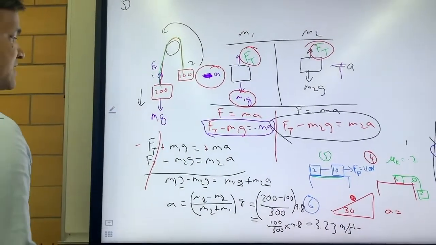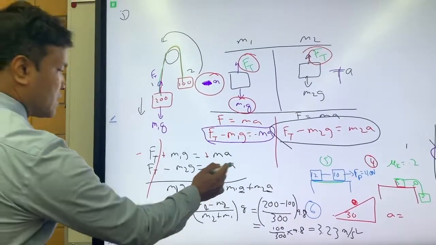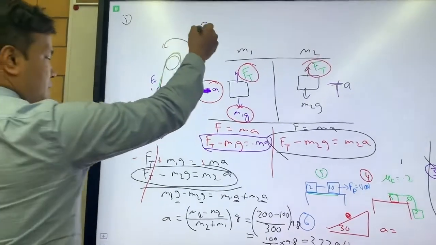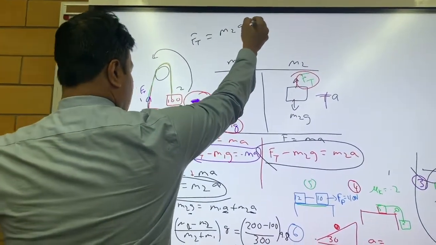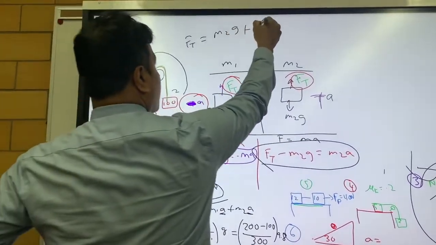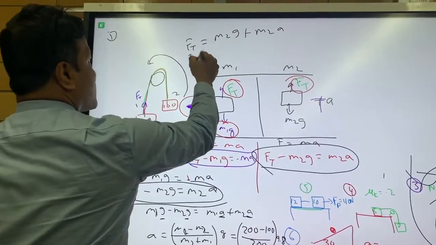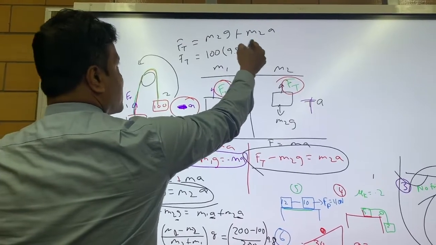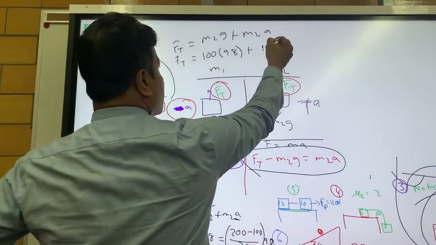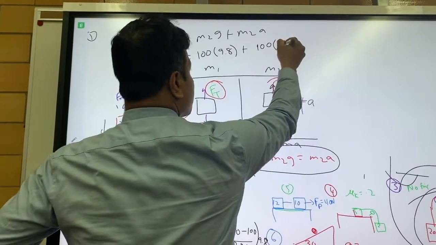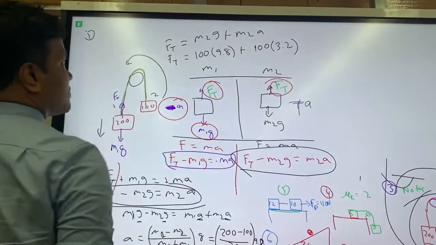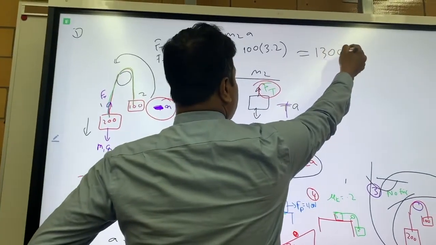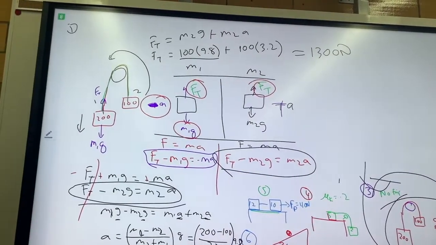Now we can find the Ft. Finding Ft is just very easy. Ft is equal to m2g plus m2a. So Ft is equal to m2 is 100 times 9.8 plus 100 times 3.2. So what do you get? 1300. Altogether 1300? Yeah. 1300. Alright guys, so we're done with that.